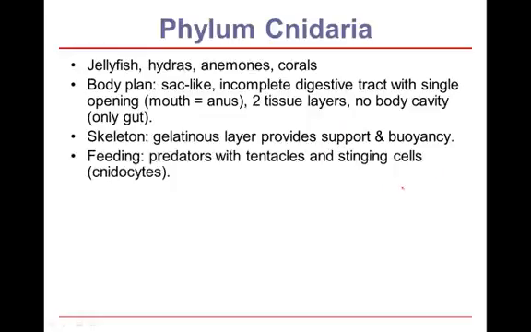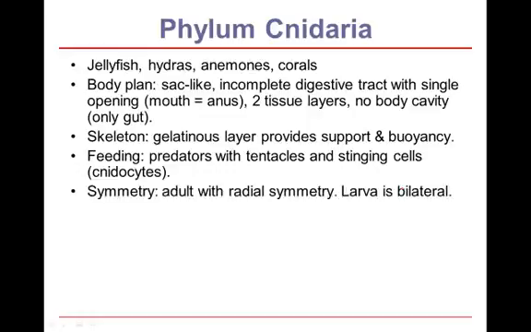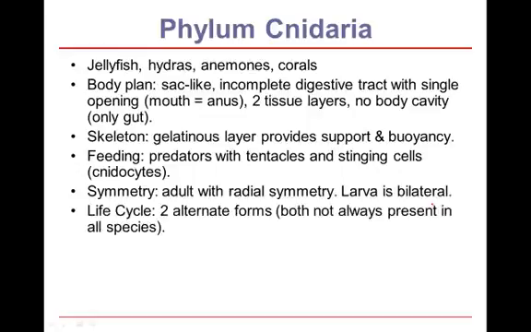For feeding, these animals are all predatory. They have tentacles that have stinging cells, and they use this to subdue their prey. Their symmetry, the adult has radial symmetry, that is, there are multiple lines or planes of symmetry that can be drawn through the body, creating mirror image halves, while the larva has bilateral symmetry. This suggests that they evolved from a lineage that had bilateral symmetry.